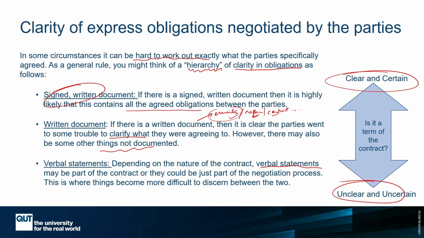Verbal statements made as you negotiate could be part of the contract, or they might just be part of the negotiation process. So this is where it can be more difficult to work out what you've actually agreed to. And this is one of the key drivers behind that piece of advice, particularly for any important contracts, to have a signed written document. It's so that you can be clear on the terms.